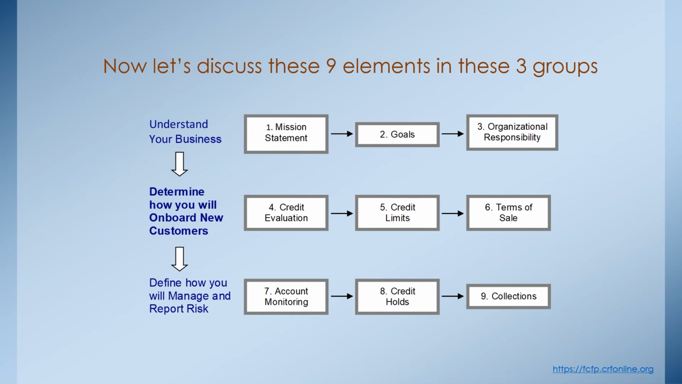Are you going to use objective data like scores? Are you going to call trade or payment or bank experiences? And then are you going to use some sort of a systematic approach with a scorecard or matrix to make your decisions? Step number 5 is credit limits and best practices at the time of making your credit evaluation, that you also establish a credit limit and spell out how you're going to do that.